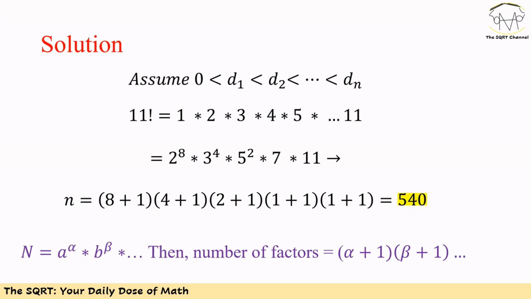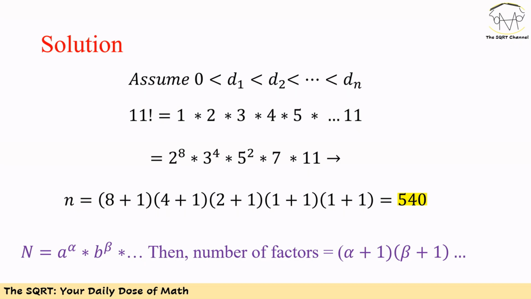Also note that 11 factorial is the product of 1 to 11. So we can write it as 2 to the 8 times 3 to the 4 times 5 to the 2 times 7 times 11. Now remember, each positive integer greater than 1 can be written as the product of its prime numbers in a unique way.